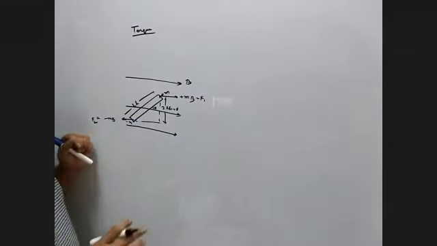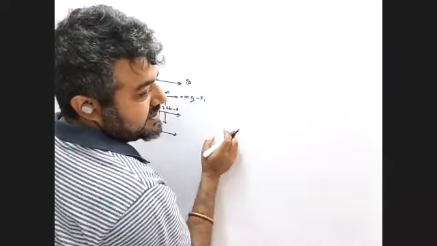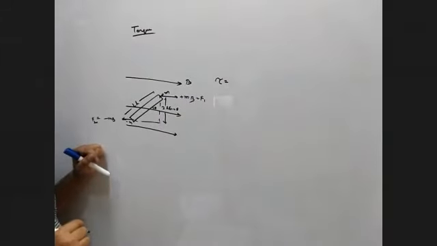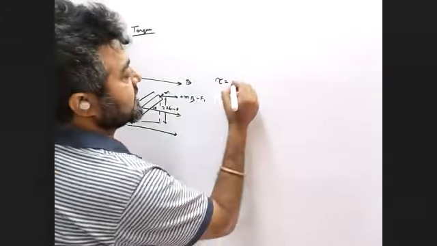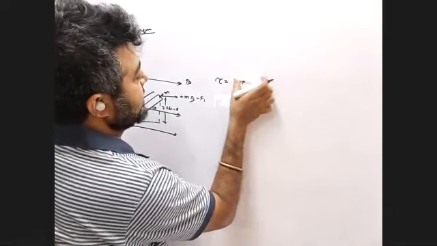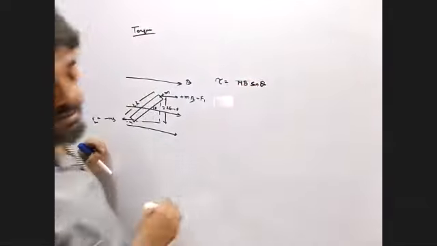So no translational motion, but they are not in the same line of action. So they create a torque. The torque is force into perpendicular distance. So it is MB sin theta. Remember now, everyone? Yes, sir.